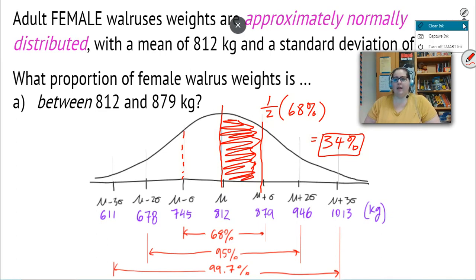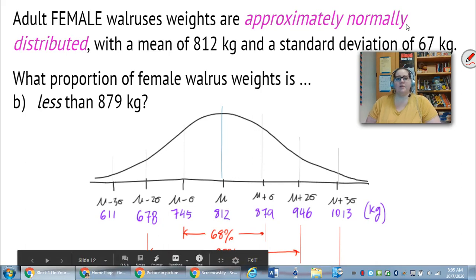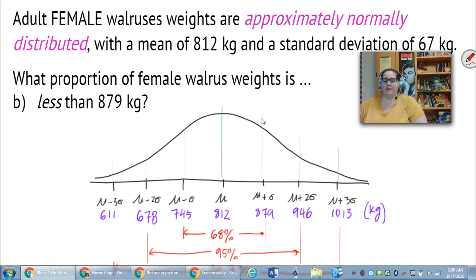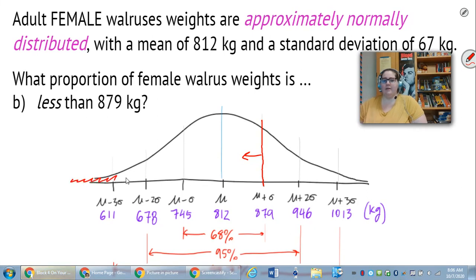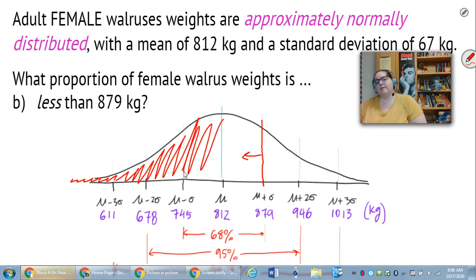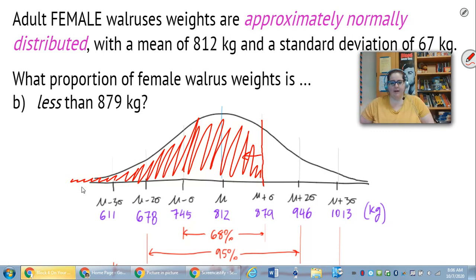So let's try another one. This one says, what proportion of female walrus weights is less than 879? So now I'm talking about, here's 879, and I just want less than. I want the entire distribution. I want all the walruses that weigh anything less than 879. So not just down to 611, completely, even walruses that weigh less than that.